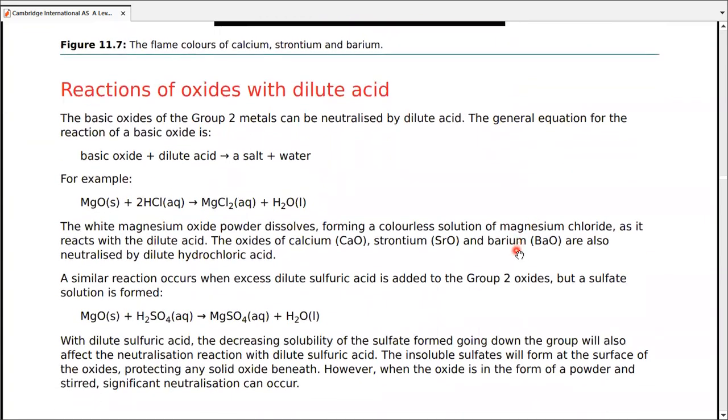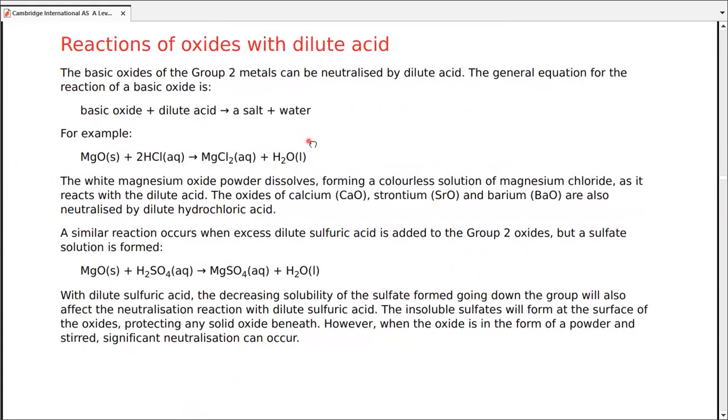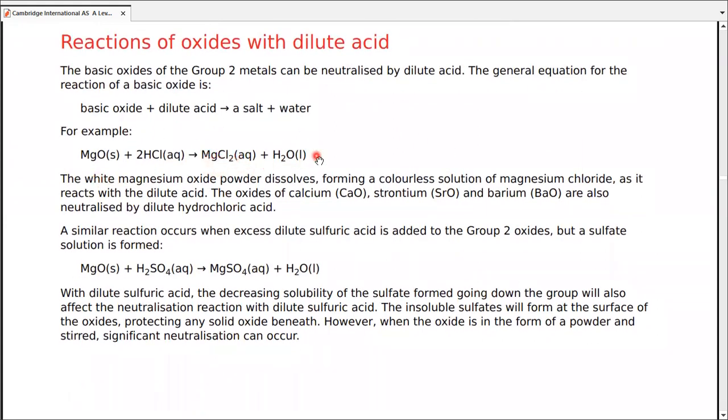So moving on, reactions of oxides with dilute acid. The basic oxides of group 2 metals can be neutralized by acid. Since they're basic oxides, they're going to react with an acid just like a base does, neutralizing it, forming salt and water. So MgO, as an example, reacts with HCl. It forms a salt and water. In a similar way, any oxide of this group 2 metal will react and would neutralize an acid.